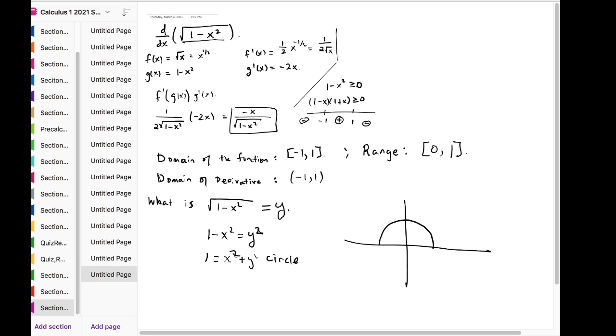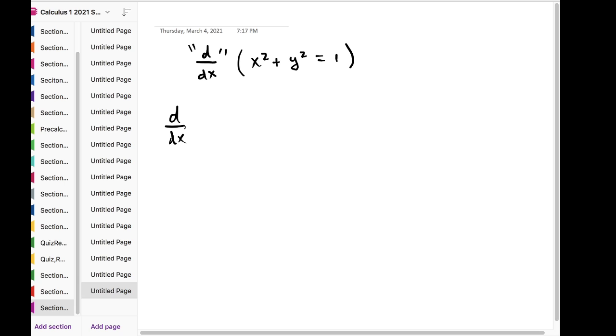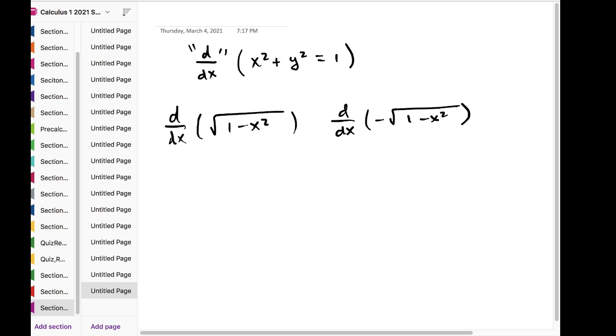So what we're going to do tomorrow, or not tomorrow, but next time, is can we just take, and this is going to be in quotes, can we just take the derivative of the whole circle? So we can take the derivative of the half circle. We can take the derivative of the other half circle. So what's stopping us from just taking the derivative of the circle?